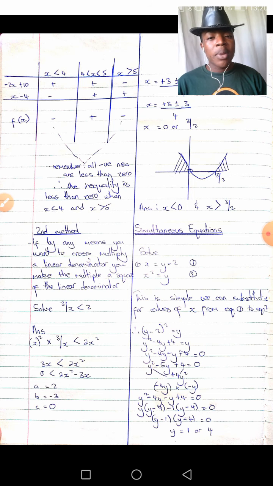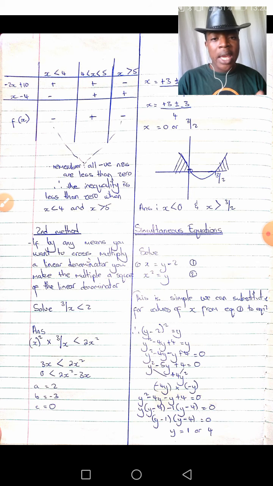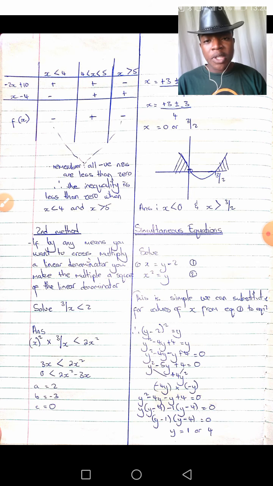For the second column, x is greater than 4 but less than 5. You look at 4.5. Negative 2 times 4.5, you get negative 9. Negative 9 plus 10, what do you get? You get a positive answer there, positive 1. 4.5 minus 4, you get a positive answer as well.